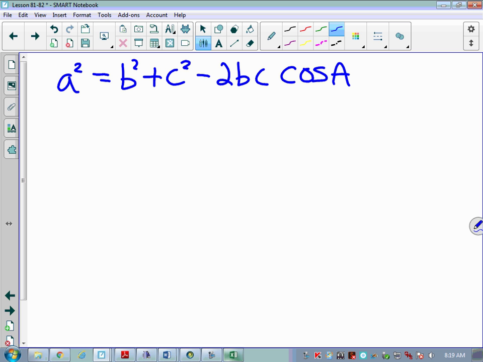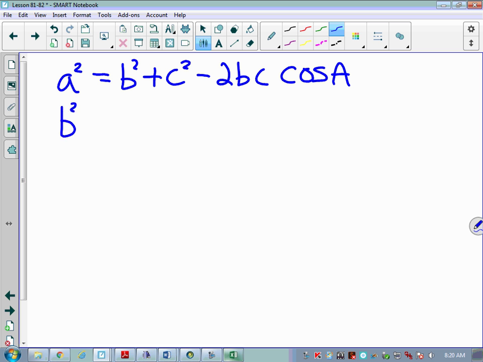All right, where lowercase a, b, and c are representing the sides. Cosine of a is equivalent to the angle of a, and we can use this either to find side a or to find angle a. Okay, and the next 2 equations are basically derivatives of this same equation.